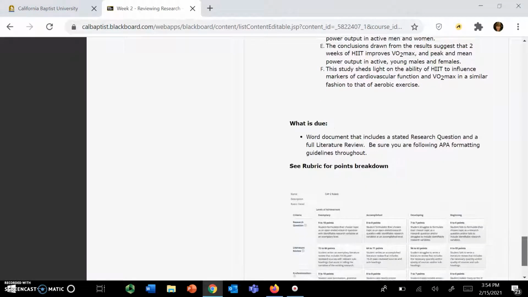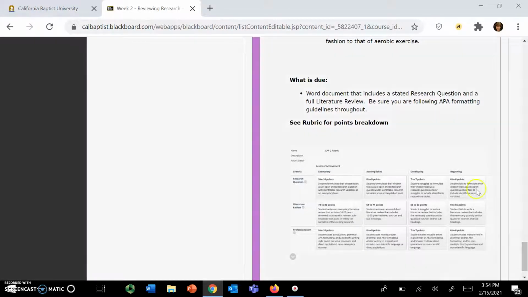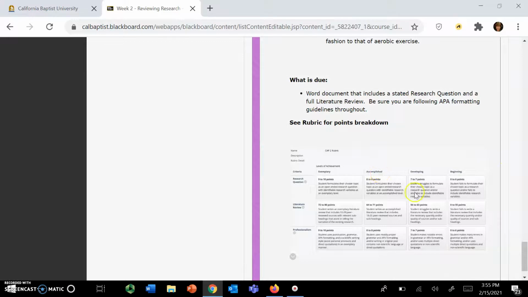So, what's due this week with your CAP assignment? Again, you're going to provide a Word document using APA format. Include your stated research question, and then that full literature review paper. I encourage you to review the grading rubric as well to let you know exactly what I'm looking for.